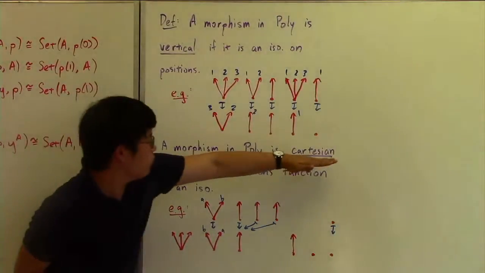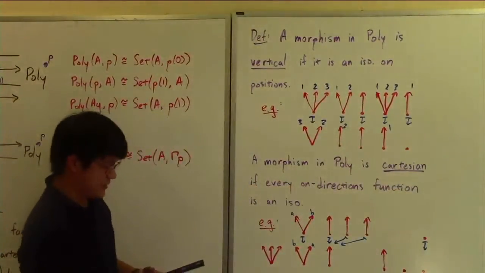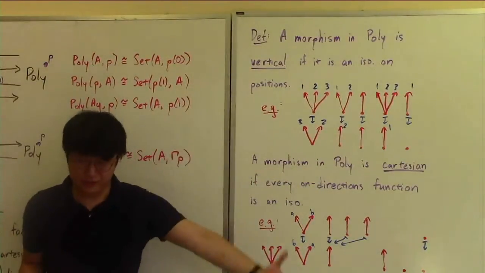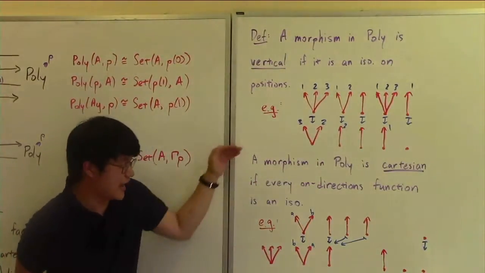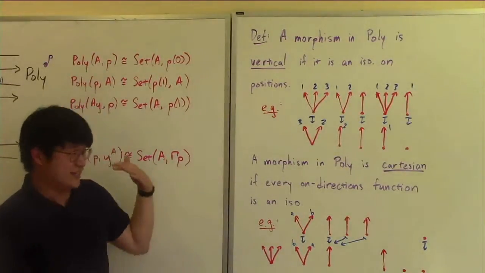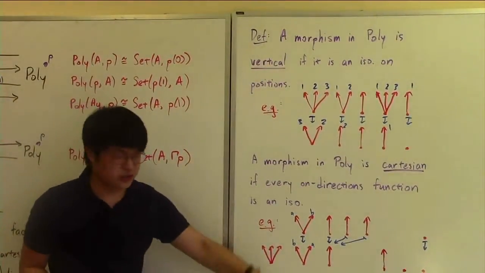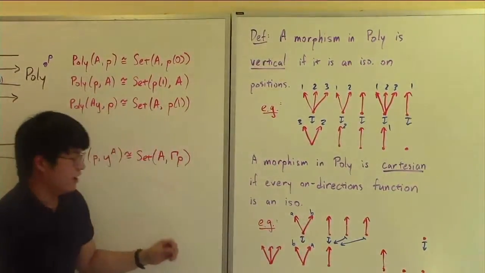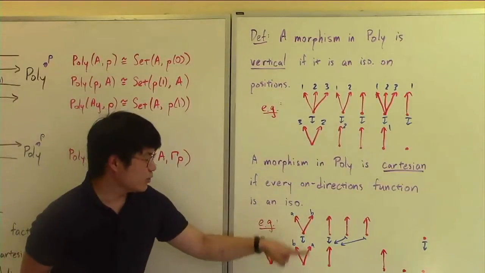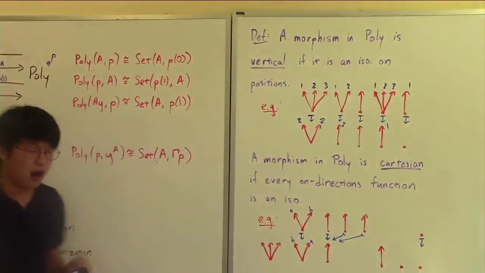I should say the place where this word comes from, why we call this a Cartesian map, is because, if you'll recall, morphisms in Poly are natural transformations. This corresponds exactly to the idea of a Cartesian natural transformation, which is a specific type of natural transformation where every naturality square that you can draw out is a pullback square. If you work out what that means, you'll see that this is exactly the same thing as saying that all of these on-directions functions are isomorphisms.